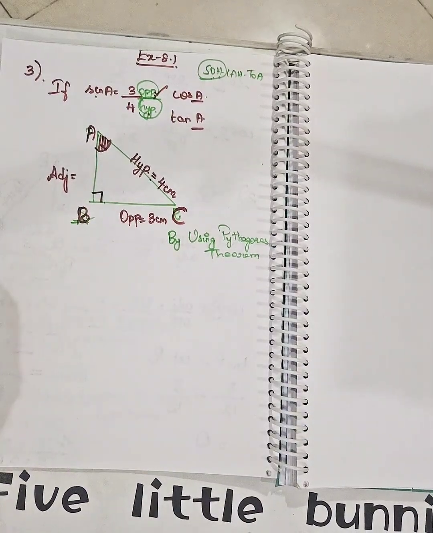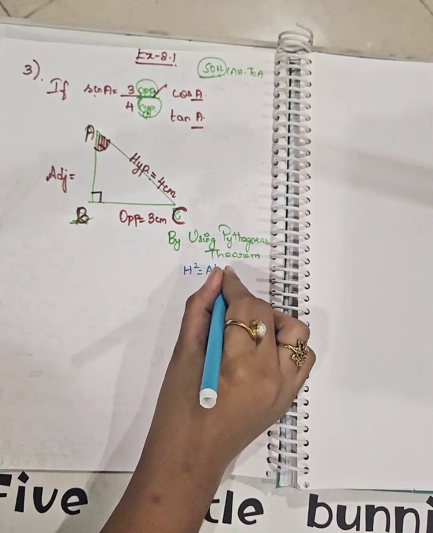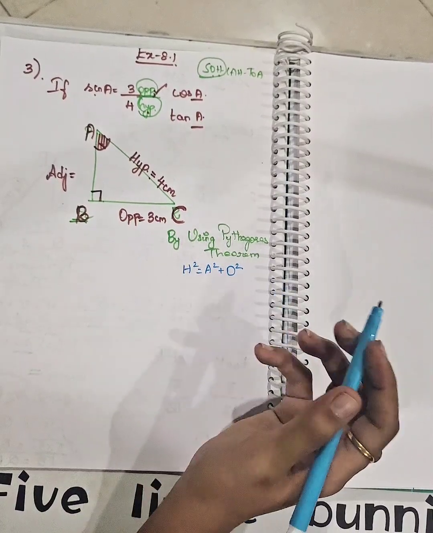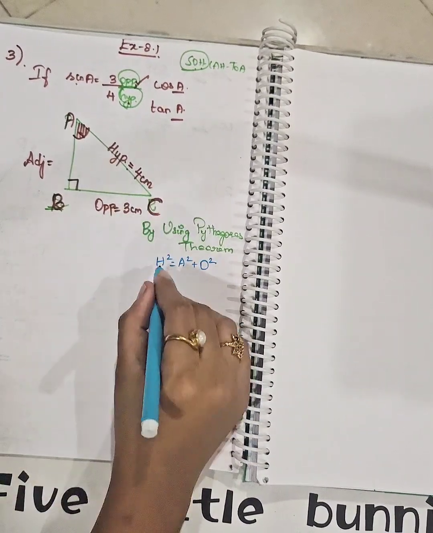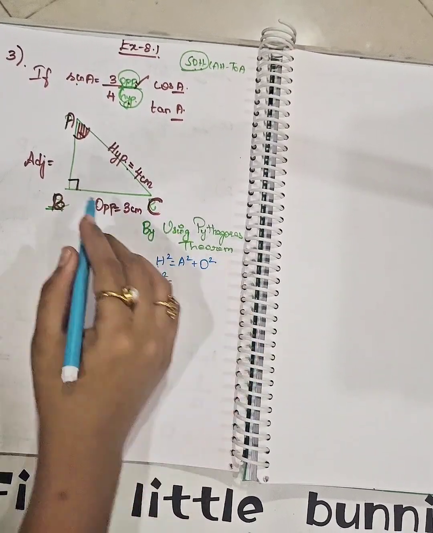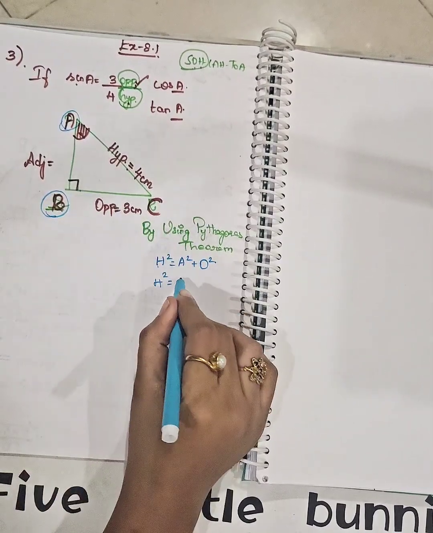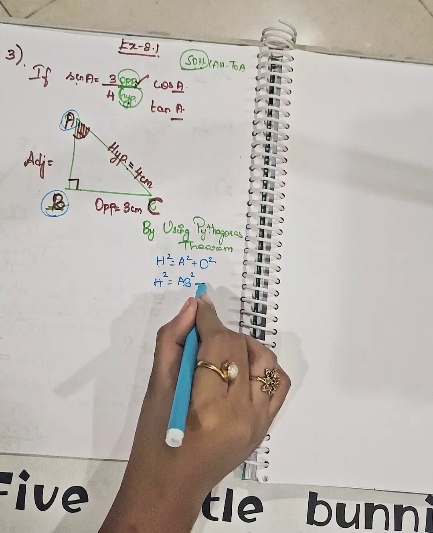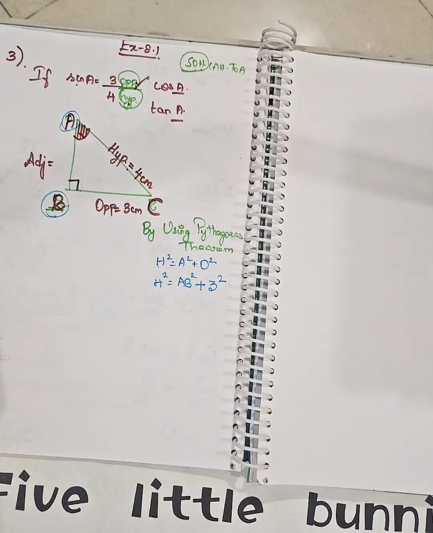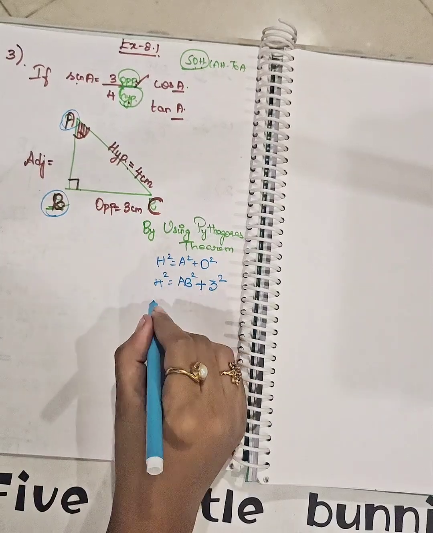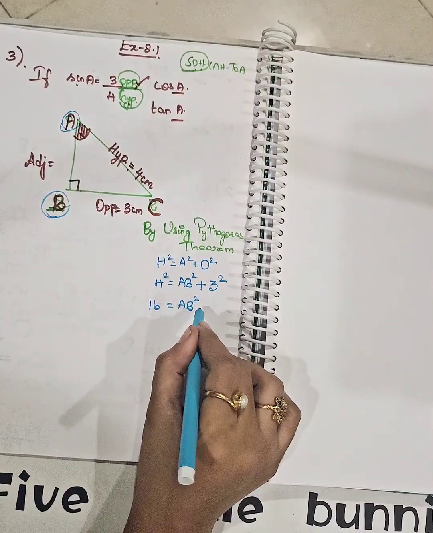We know the formula for Pythagoras theorem, which is nothing but hypotenuse square is equal to adjacent square plus opposite square, or opposite square plus adjacent square, both same. So here hypotenuse they are given, which is 4. Adjacent they are not given. But what is the alphabet like side for adjacent? AB square plus opposite square, which is nothing but 3 square. Now just substitute the values. 4 4s are 16. AB square is the unknown side.